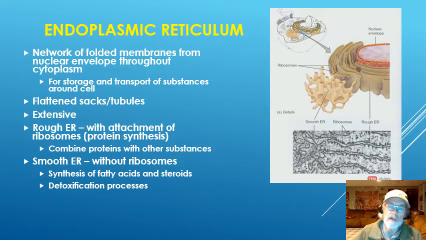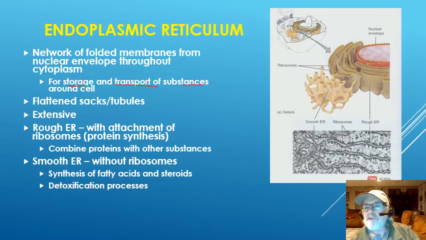Okay, and let's talk a little bit more about that endoplasmic reticulum while we're there. It's a series of folded membranes that start from the nuclear envelope, or that double layer membrane of the nucleus, and they channel throughout the cytoplasm, and basically they're for both storage as well as transport of substances around the cell. Okay, got to think about it. If you can see a picture down here below, we see the endoplasmic reticulum with all these little dots.